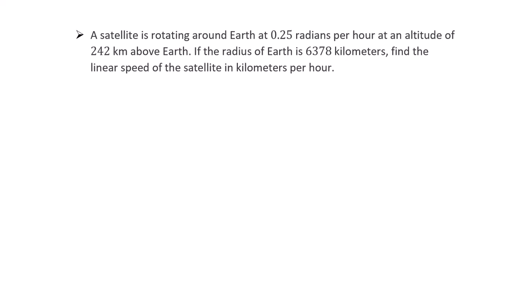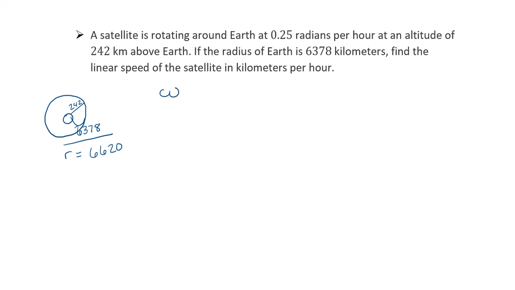A satellite is rotating around the Earth at 0.25 radians per hour at an altitude of 242 kilometers above Earth. If the radius of the Earth is 6,378 kilometers, find the linear speed of the satellite in kilometers per hour. Here I have the Earth with a radius of 6,378, and then I have the orbit of this satellite that is 242 kilometers above the Earth. So we have a total here of a radius of 6,620 kilometers from the center of the Earth.